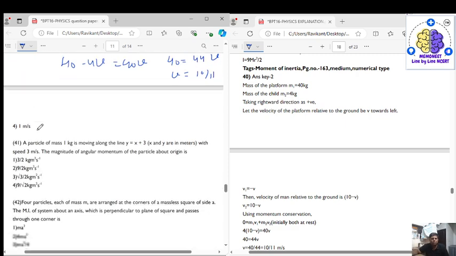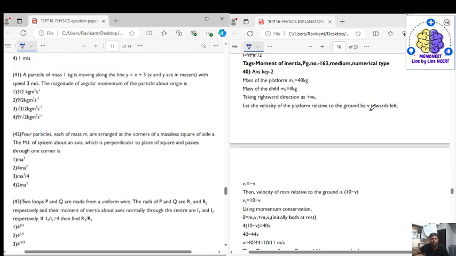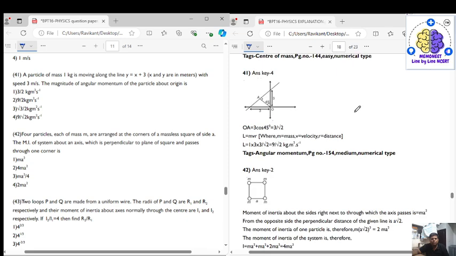Now let's come to question number 41. Question number 41 says that a particle of mass 1 kg is moving along the line y equals x plus 3 with a speed of 3 meters per second. The magnitude of the angular momentum.